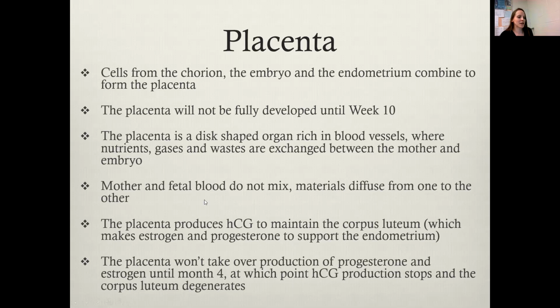The placenta will also be producing the HCG, human chorionic gonadotropin, which is going to maintain the corpus luteum, which makes the progesterone in order to maintain the endometrium. The placenta will eventually stop producing HCG and just directly produce progesterone, but that doesn't happen until about month 4.